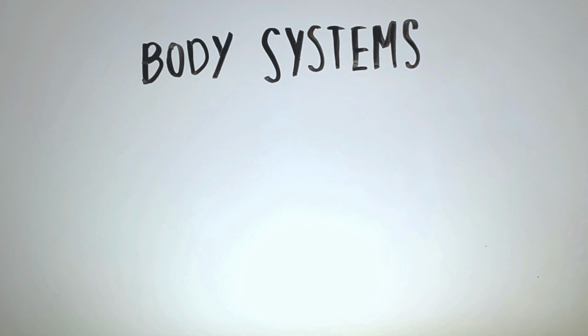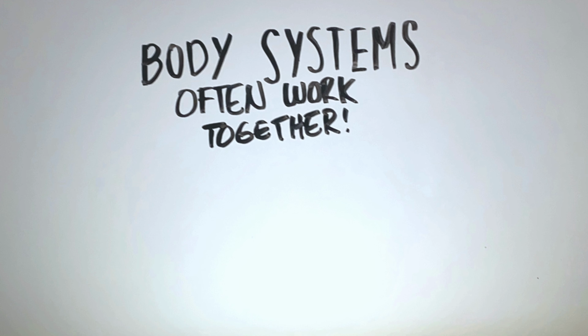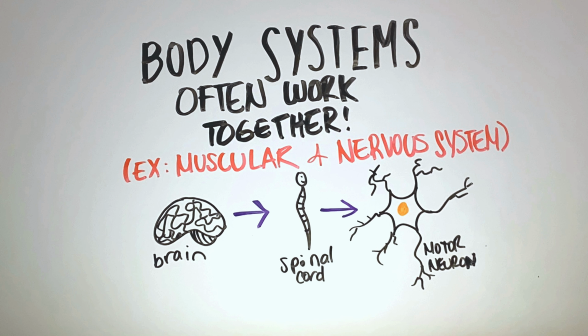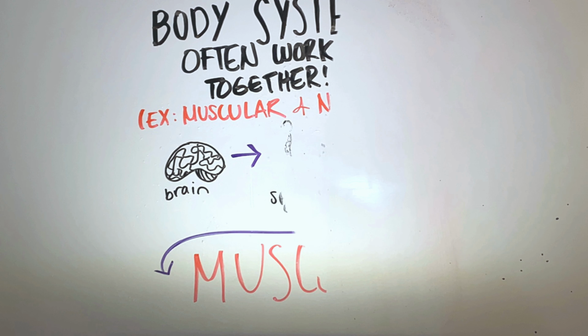Moving on. Body systems often work together. Example, the muscular and nervous system. The brain sends a signal to the spinal cord, which sends a signal to a motor neuron, which sends a signal to the muscle.